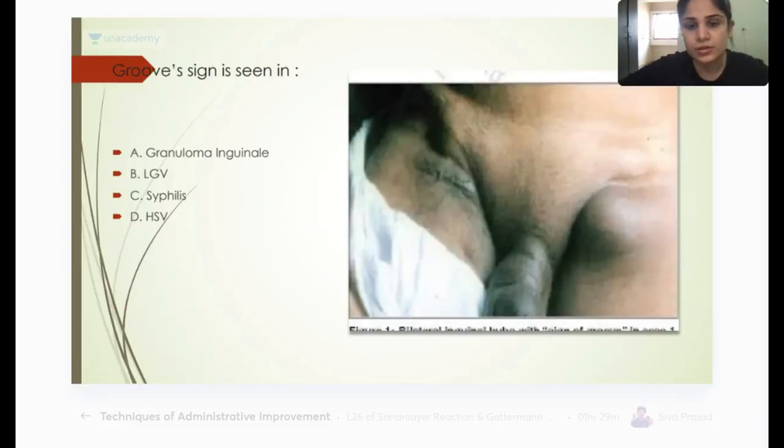Okay, now next question. Groove sign is seen in which disease? Again, this has come multiple times in your exam. So groove sign is present in which disease out of the following?